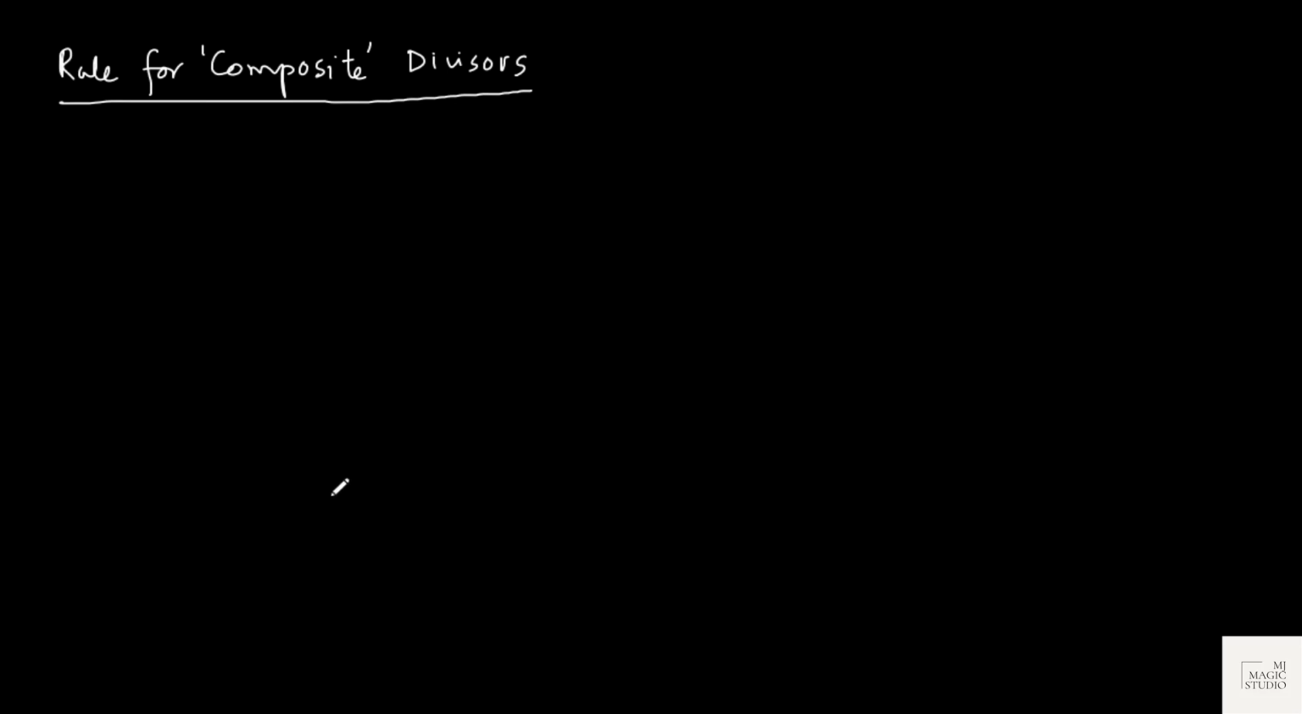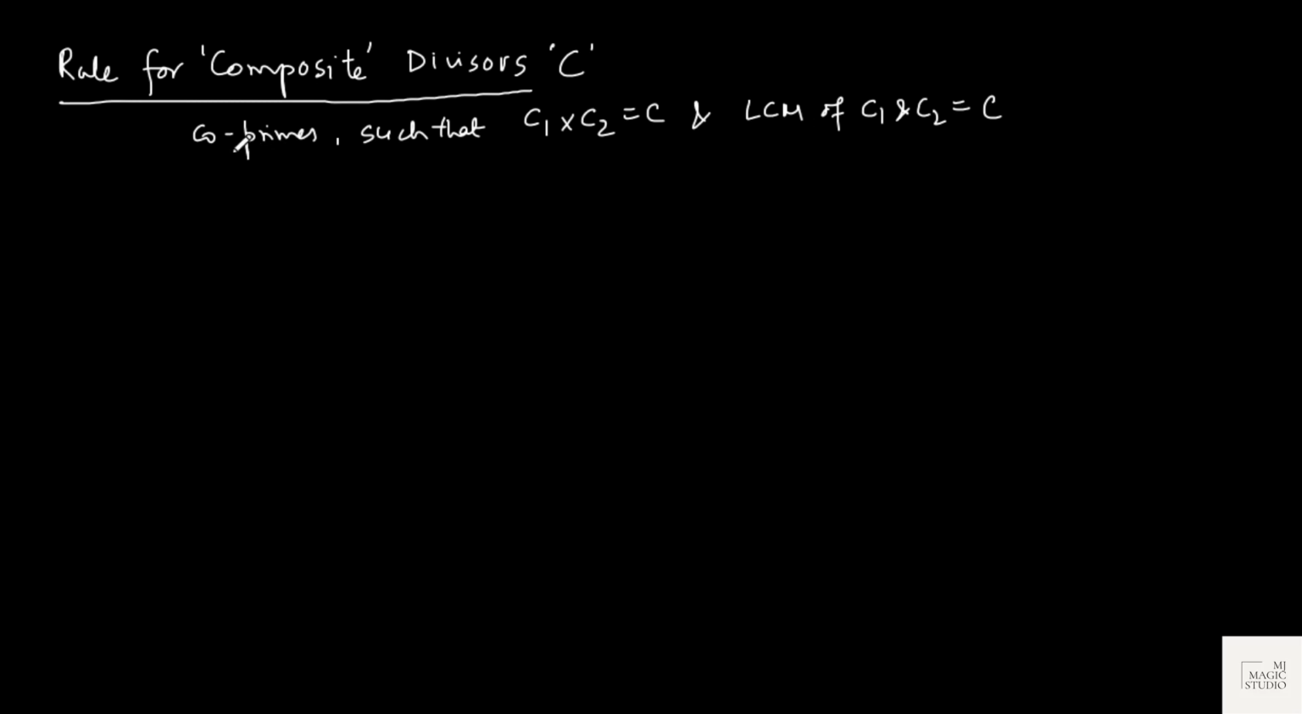Now the next phase is how to check for composite divisors. Whatever we have done till now is for prime number divisors. Clear? For a composite divisor C, try to locate co-primes. Suppose we are locating two co-primes, C1 and C2, such that C1 into C2 is C and the LCM of C1 and C2 equals C. And mind it, they should be co-prime. That means the HCF of C1 and C2 should be equal to 1. If we can locate this, we can easily check whether a number is divisible by that composite divisor or not.